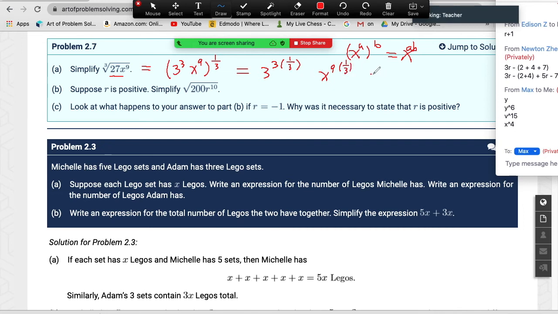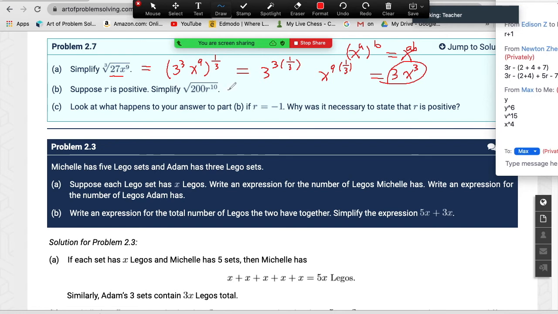So then you simplify 3 times 1/3, that's 1. 3 power 1 is 3. You don't need to write that 1 there. Then 9 divided by 3 is 3. So you get x power 3. So this is the correct answer for A. Now let's simplify B.